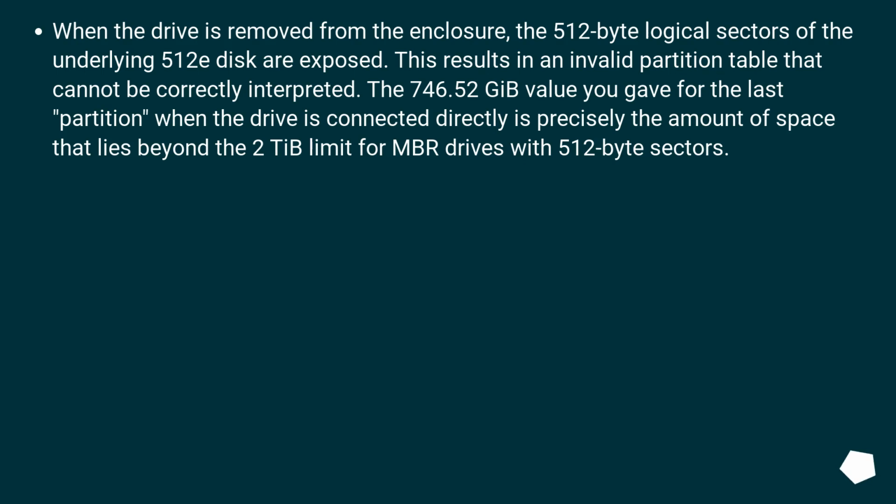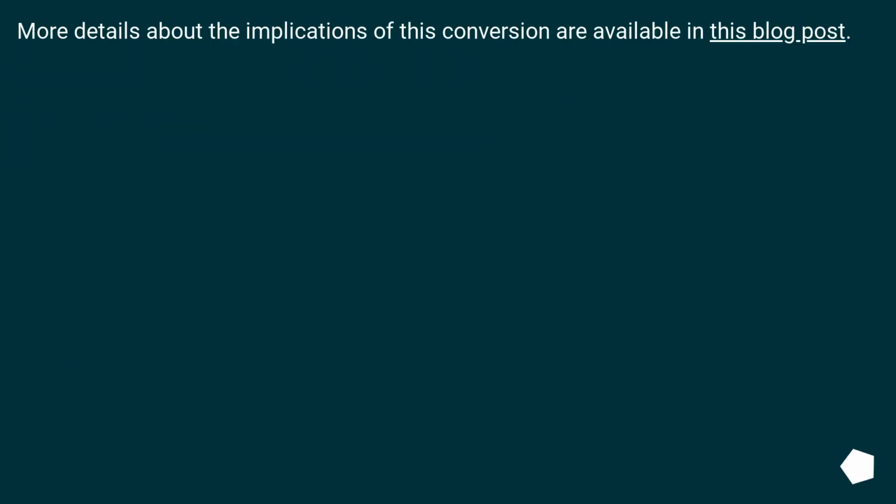When the drive is removed from the enclosure, the 512-byte logical sectors of the underlying 512E disk are exposed. This results in an invalid partition table that cannot be correctly interpreted. The 746.52 GB value you gave for the last partition when the drive is connected directly is precisely the amount of space that lies beyond the 2 TB limit for MBR drives with 512-byte sectors. More details about the implications of this conversion are available in this blog post.